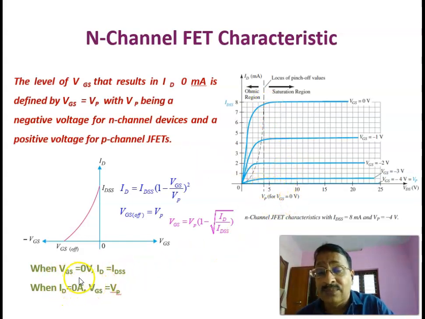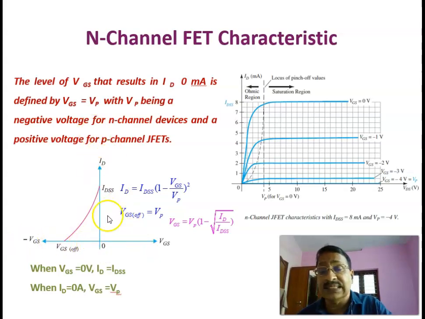Therefore, when VGS equal to 0 volt, ID equal to IDSS. As per this equation, when VGS equal to 0, ID equal to IDSS. When you put ID equal to 0, as per this equation, you can get VGS equal to VP. That is VGS equal to VP. In between, you can calculate the ID corresponding to different VGS. From this equation that can be plotted, and that is called the transfer characteristics of JFET. It's a relation between VGS versus ID.